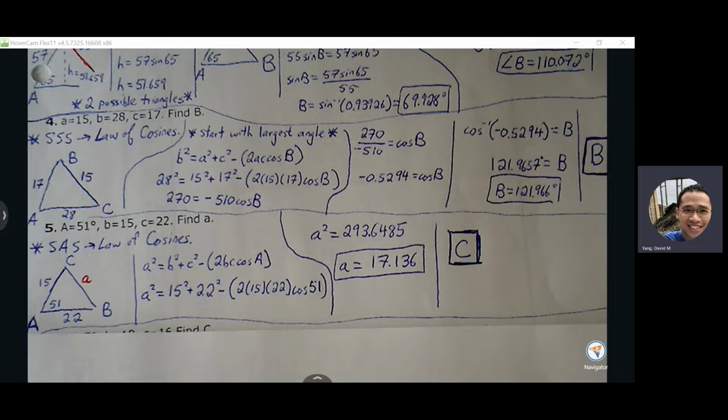Guys, if you're good with this first worksheet, let's go ahead and move on to the quiz review.